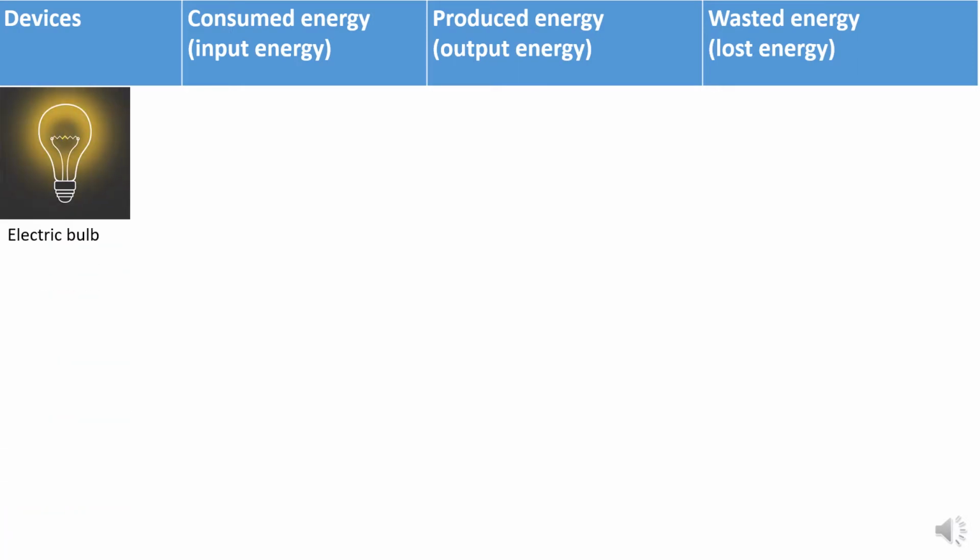Let's start with the electric bulb. Super. The input energy is the electric energy, while the output energy is light and heat energy. And the wasted energy, the energy we do not use, is the heat energy.